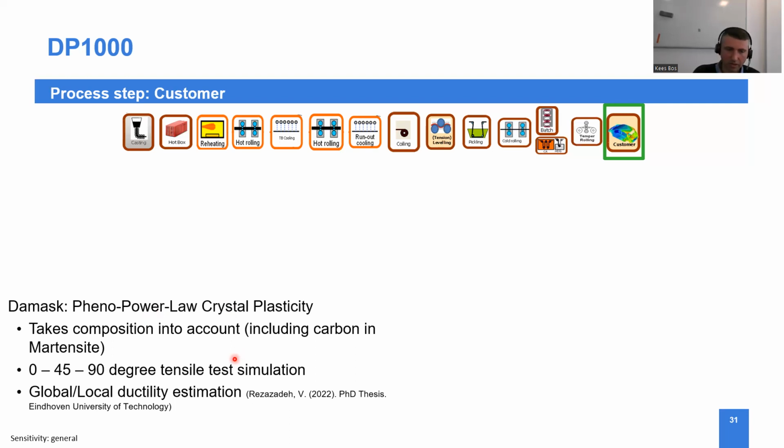And a very interesting addition based on the work from Fahid Rezazadi from Eindhoven is that we can also look at some damage evolution, which means that we can look at the global versus the local ductility, which gives us an impression on application performance like hole expansion capacity. And so that shows that we can even use these methods to go beyond just tensile testing, but really get into the realm of application performance.